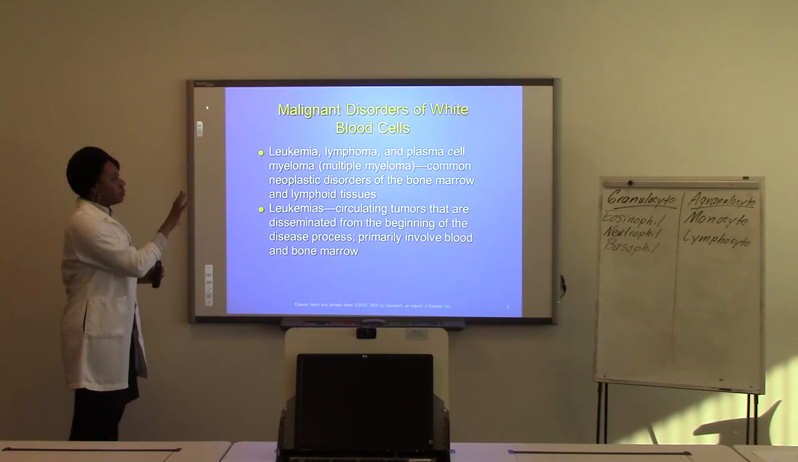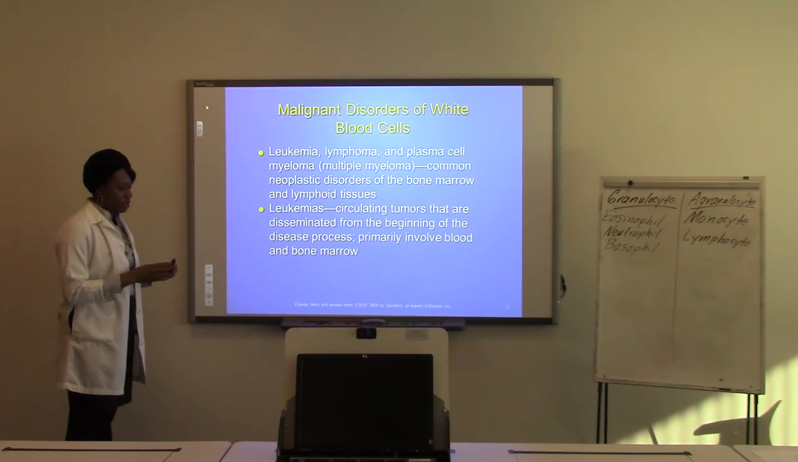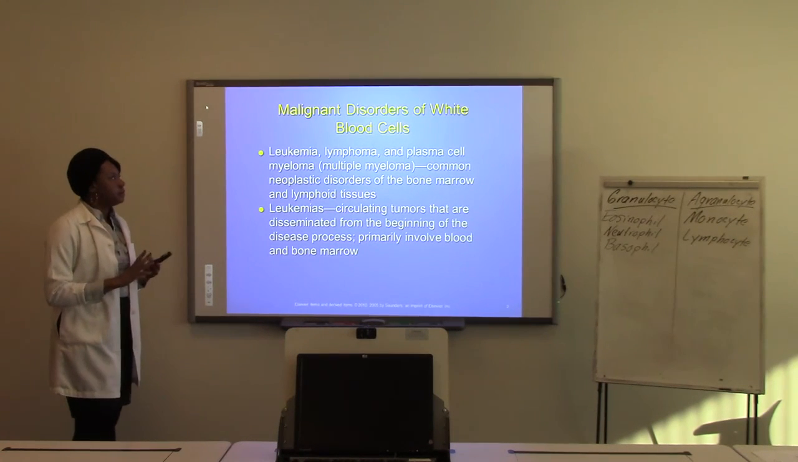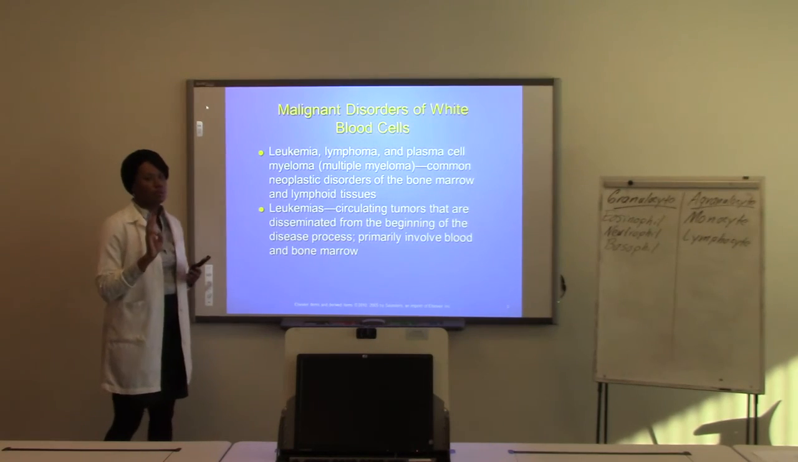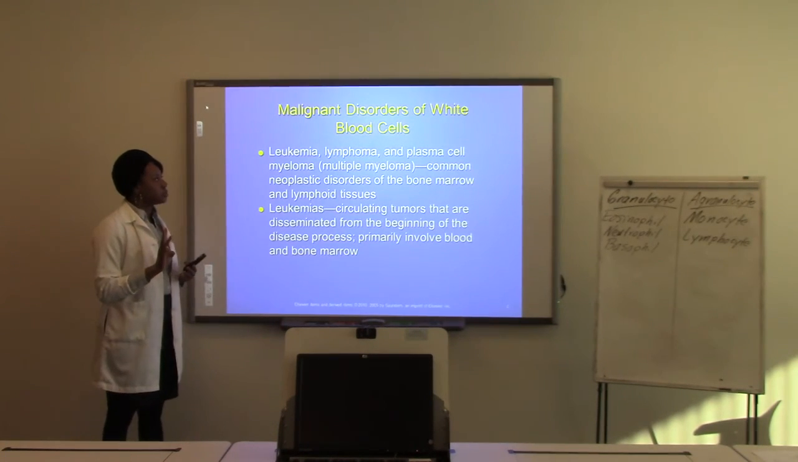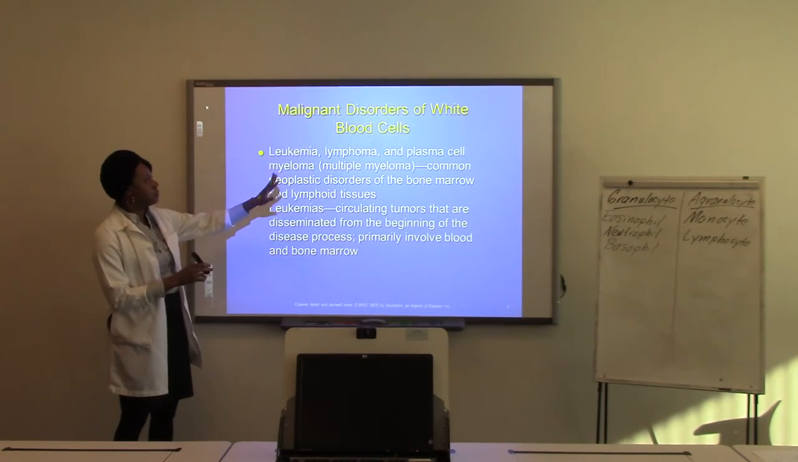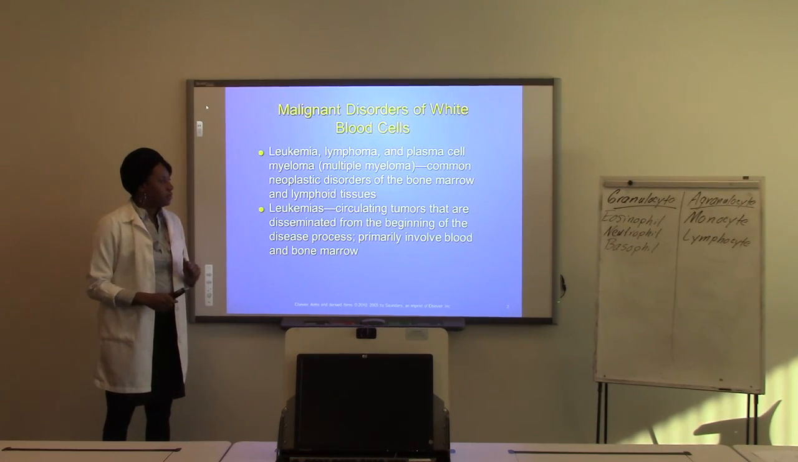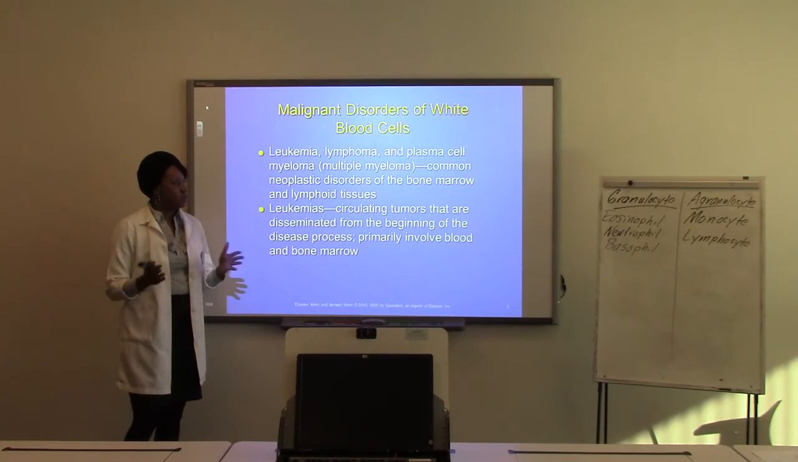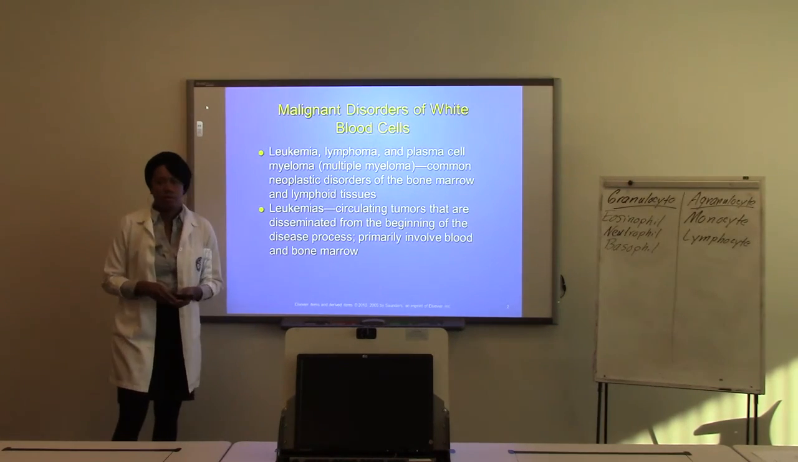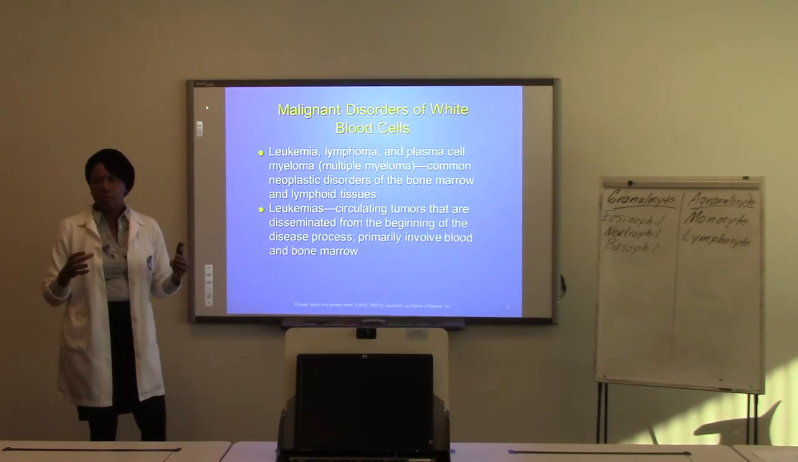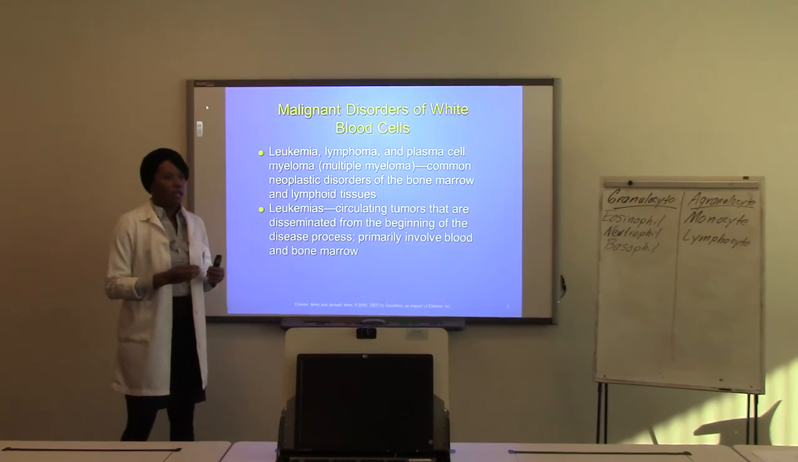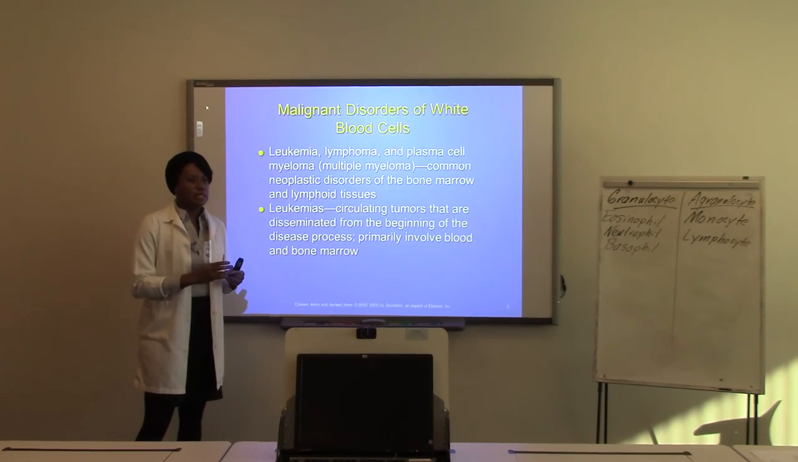Now, chapter 11 covers malignancies of white blood cells. Just to go over some of the nomenclature here: a leukemia, lymphoma, and plasma cell myeloma are the 3 main things we're going to focus on. Well, really 2, because lymphomas we're not going to do. But leukemias, they say, are circulating tumors that are disseminated from the beginning of the disease process involving blood and bone marrow.